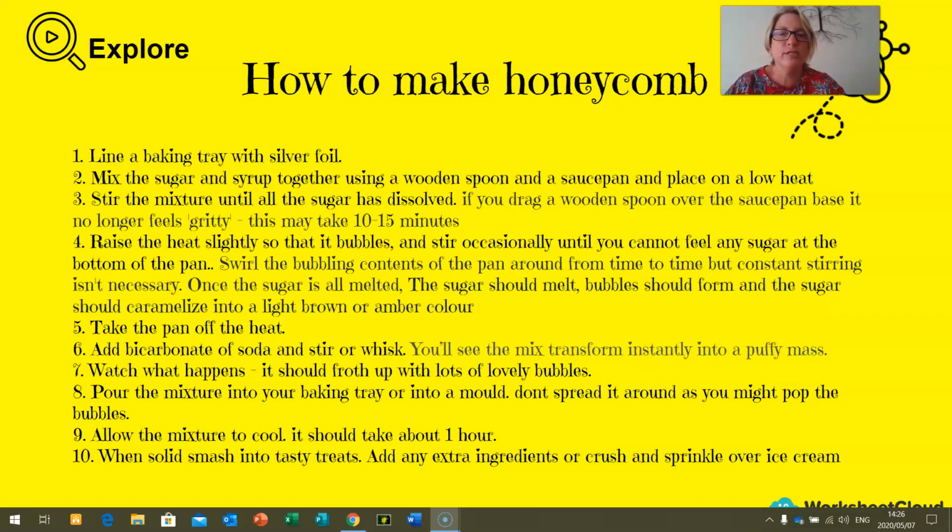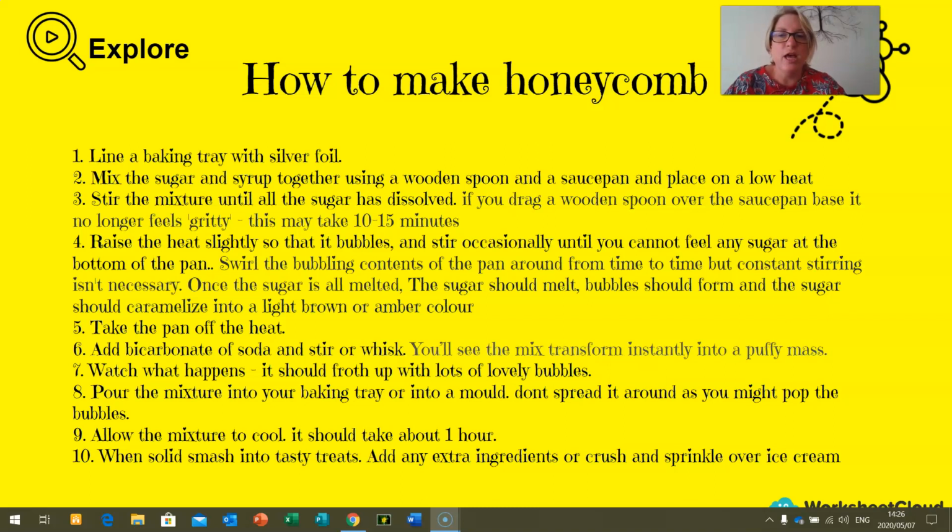Once all the sugar is melted, you're going to see these bubbles start forming, and the sugar is going to start caramelizing. It's going to turn a light brown amber color. Now you've got to be very quick and very careful here, because if you let it go too long, it's going to go brown really, really quickly, and your sugar is going to start to burn. So just as it's turning a goldeny color, please take it off the heat immediately.